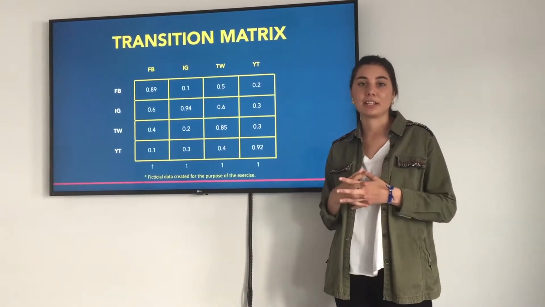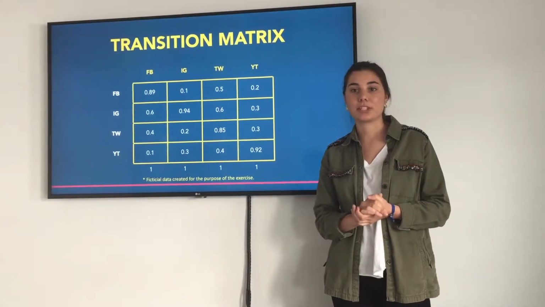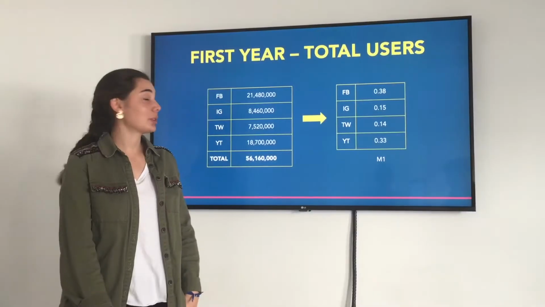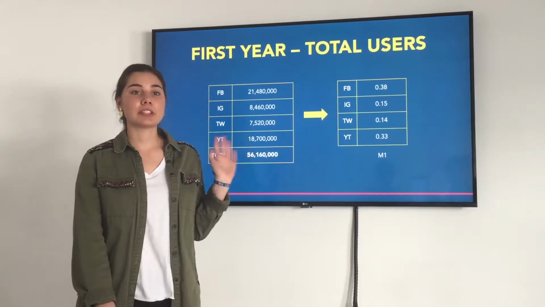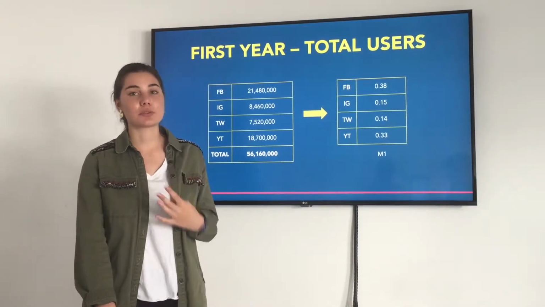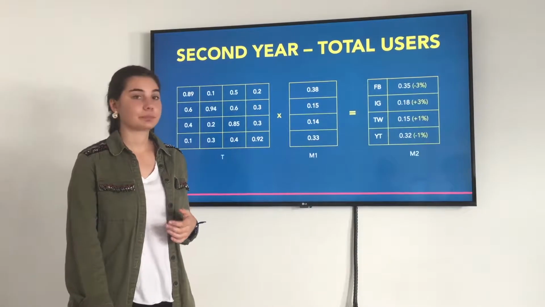This matrix is applied in Markov chains to estimate the amount of profiles for each social network in the following years. Each column, as you can see, must be equal to 1. This is the total users we saw before, and it is the information for the first year. The column matrix on the right shows how the total amount of profiles are distributed between these 4 social networks, dividing each of the quantities by the total.